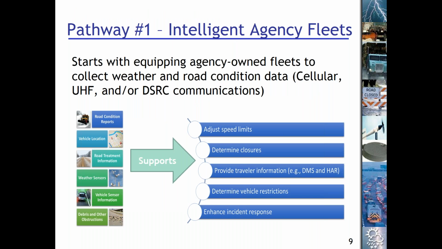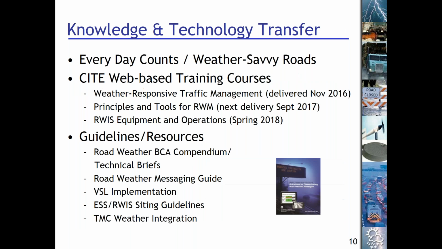And it's not just a matter of getting the data; it's what do you do with the data? And here, within the guidelines, we talk about a number of different weather responsive traffic management strategies that can be utilized and better supported through this additional source of data. Things like adjusting speed limits, determining closures, providing targeted traveler information, determining vehicle restrictions, and enhancing incident response. So all of that is addressed within those guidelines, and I encourage you to check those out.